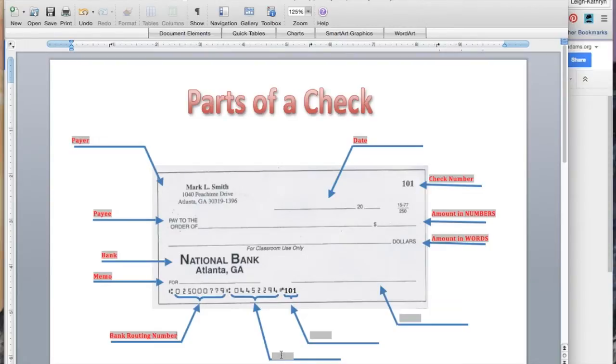The second set of numbers would actually be Mark L. Smith's account number with the bank. And then this last number, what is that? It's funny, it's the exact same number as this. This is our check number again.